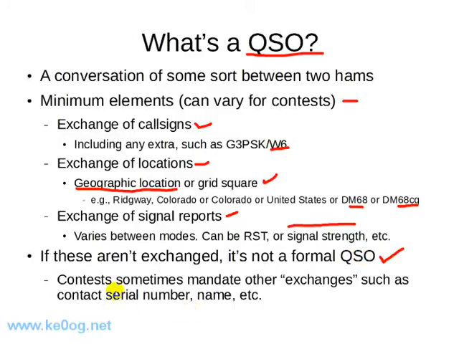Now, one exception to this that I must point out is that there are contests, on-the-air contests, and they sometimes mandate other exchanges. For example, in field day, you would give your ARRL section instead of a signal report. So it's usually 3 elements of some kind. It could be a contact, serial number, name, whatever it might be that meet the requirements of the contest.